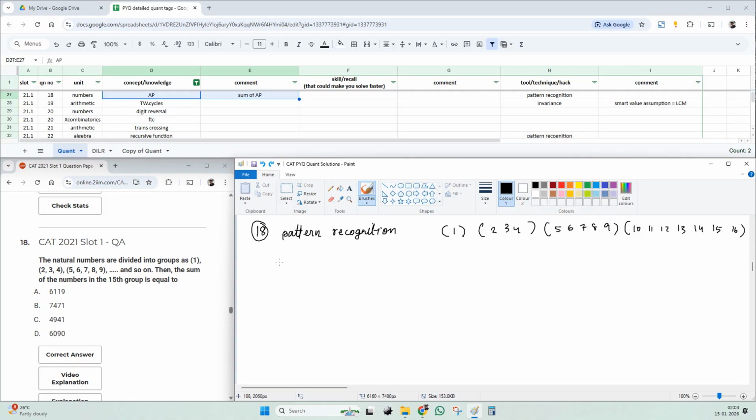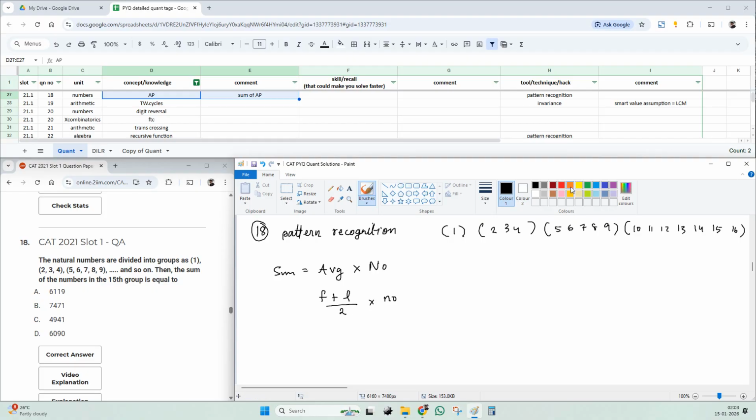Now, what is the formula for the sum? We know that these are all APs. Consecutive numbers are going to be an AP, and we have a formula for the sum of an AP. The general formula is average into number of terms, which is true for any group of numbers. But as far as the AP is concerned, the average is going to be the first term plus the last term by 2. Average of an AP is the average of the first and last terms into number of terms.